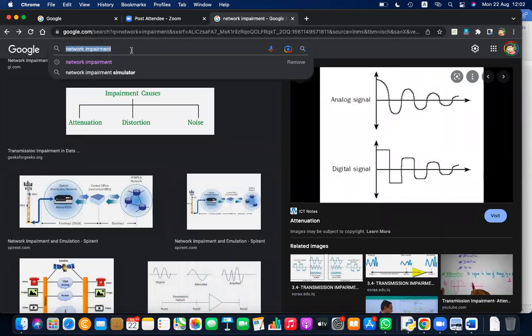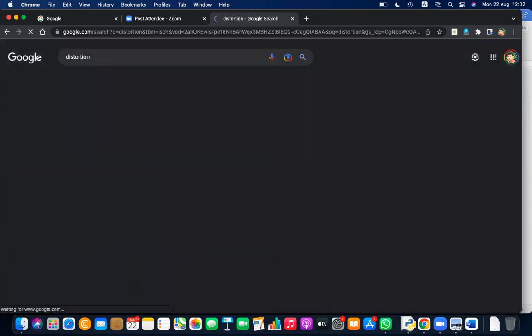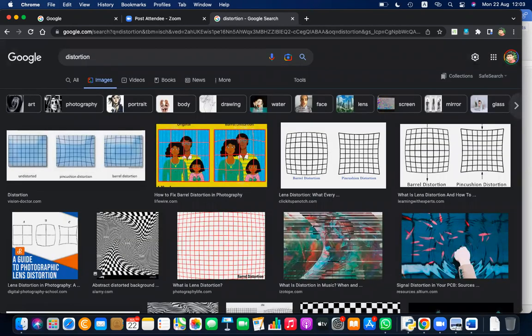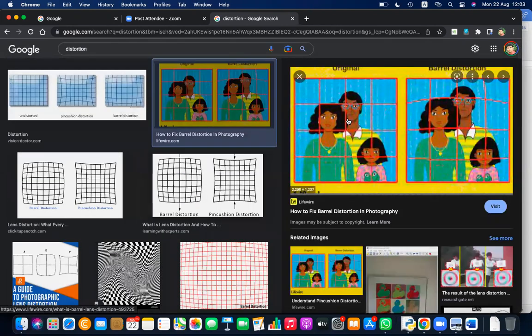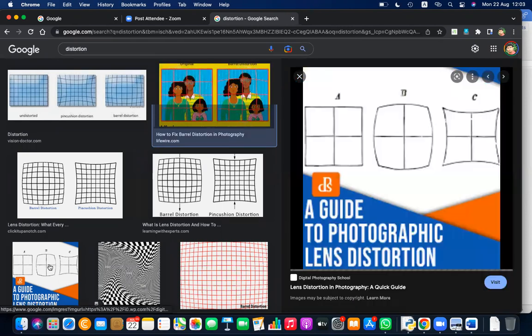Distortion. Yes. Come on. So distortion is basically, okay, let's say a picture is distorted. The existing picture, you can see it is stretched, dragged, swapped, like this. This is called distortion. In signals too, this is called distortion.